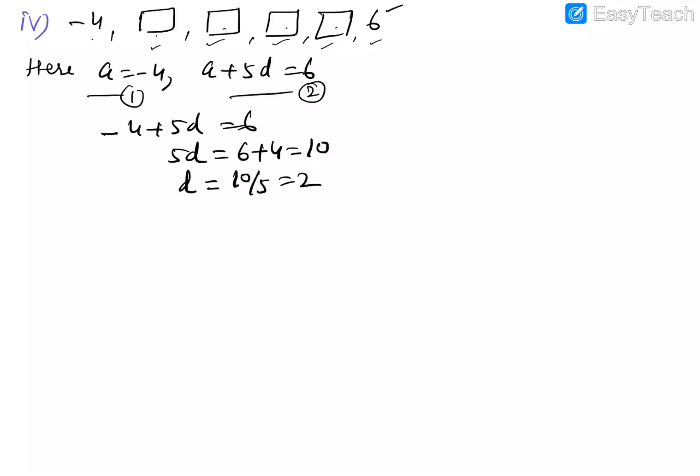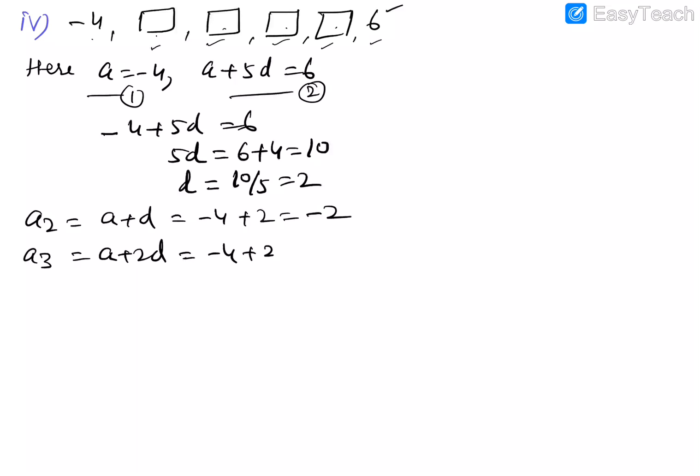Now we have to find out the second term, that is a2, which is given by a plus d, and a is -4 and d is 2, so the value of second term is -2. Then a3 is given by a plus 2d, and a is -4 plus 2 into d is 2. 2 2s are 4, minus 4 plus 4 gives 0. a4 is given by a plus 3d, a is -4, 3 and d is 2. 3 2s are 6, minus 4 gives 2.